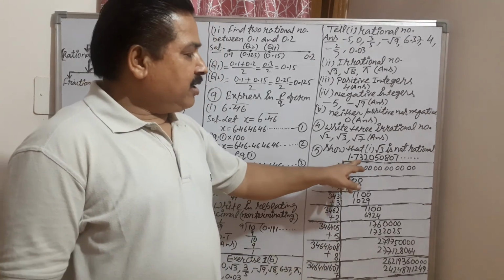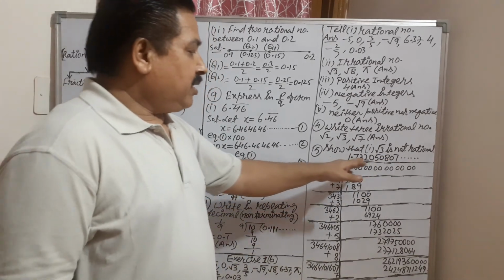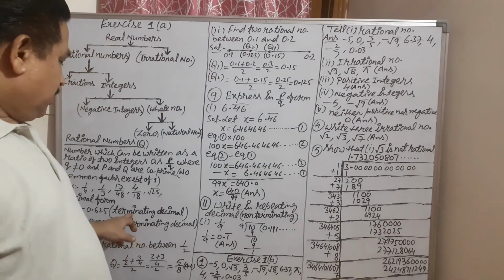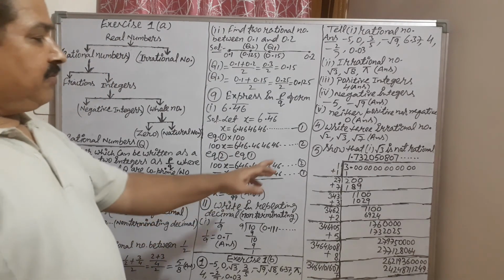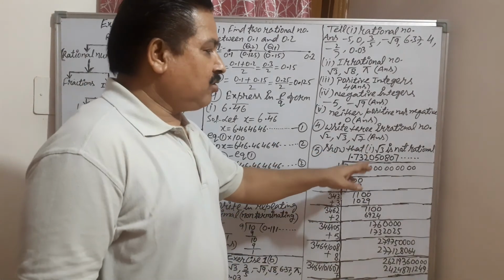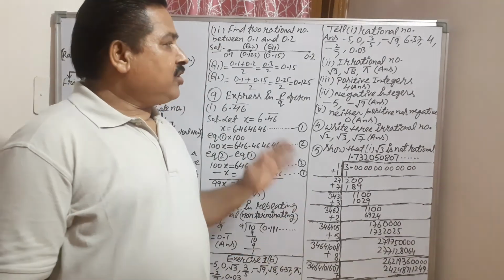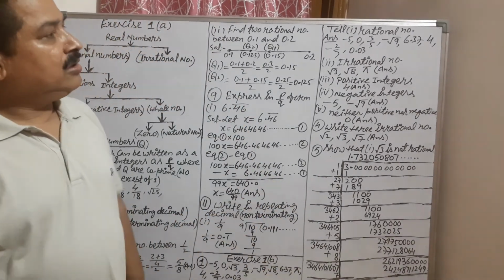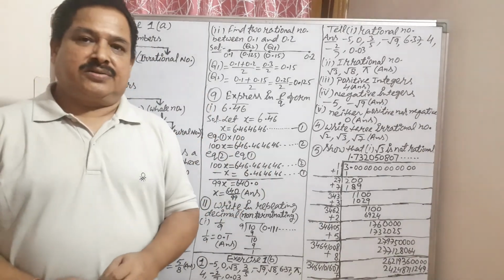So what is coming here after the decimal? This number is coming. This number is not in terminating or non-terminating repeating form. It is different from these two forms. So that is why root 3 is not a rational number. It is irrational. So children, we have done these two exercises. Next time we will take the 1C exercise. Thank you.